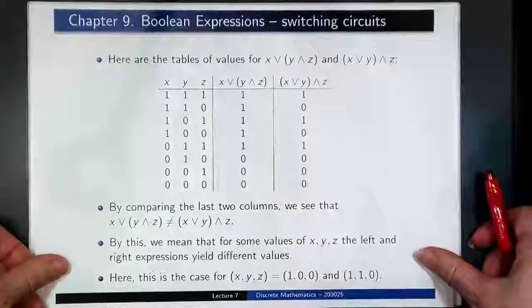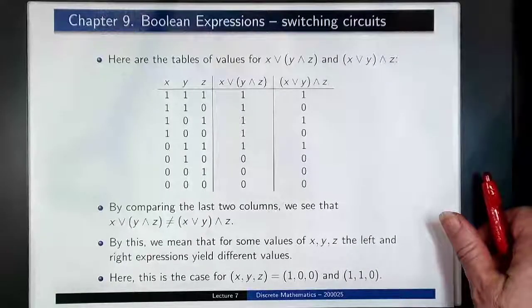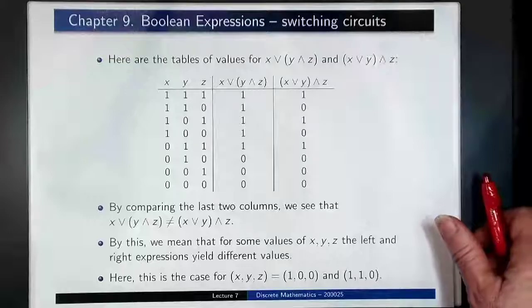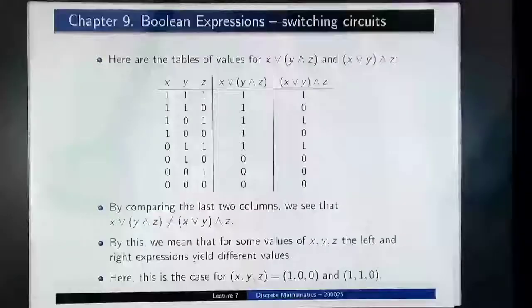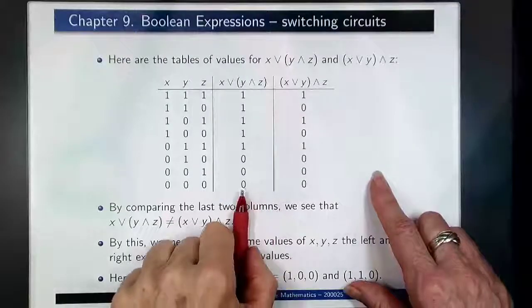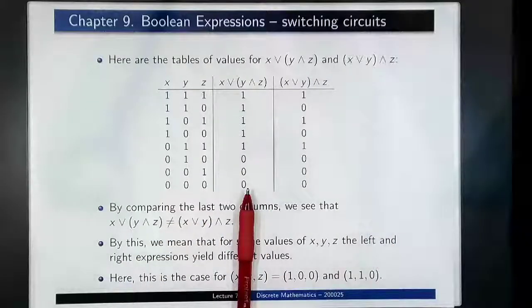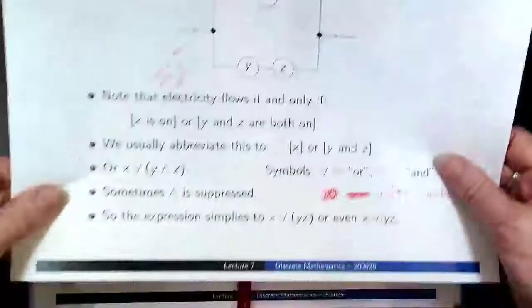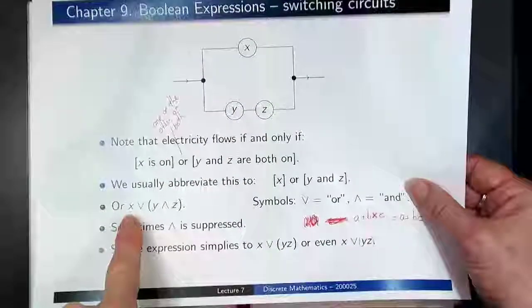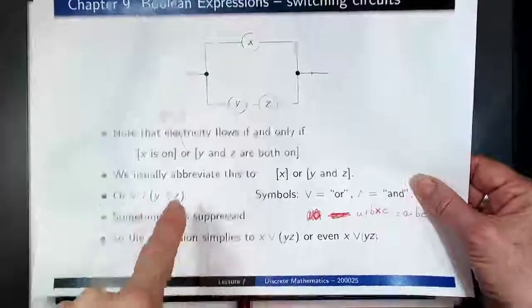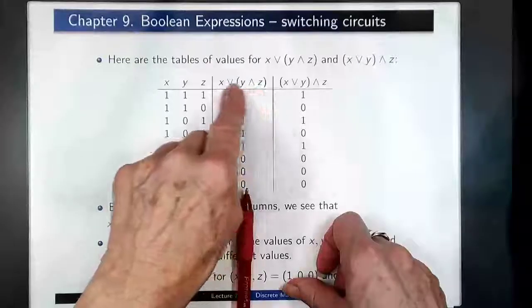Now, here are some tables of Boolean functions. Now, one of these, this is the one we saw. This is the one we saw back here. That was this one, with this circuit here. And it's X XOR brackets Y and Z.